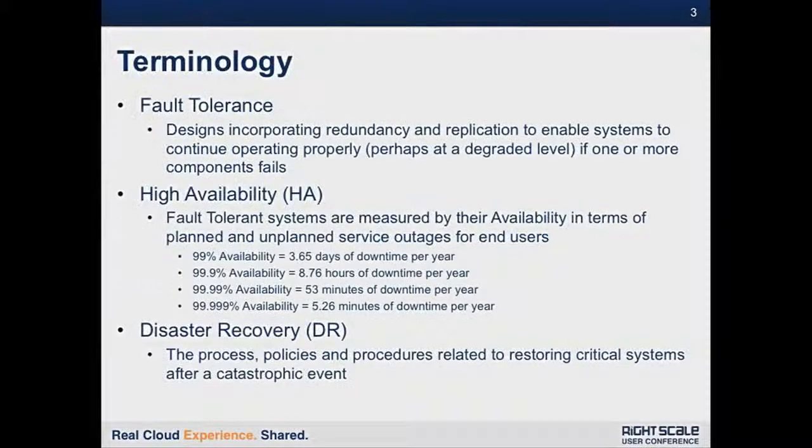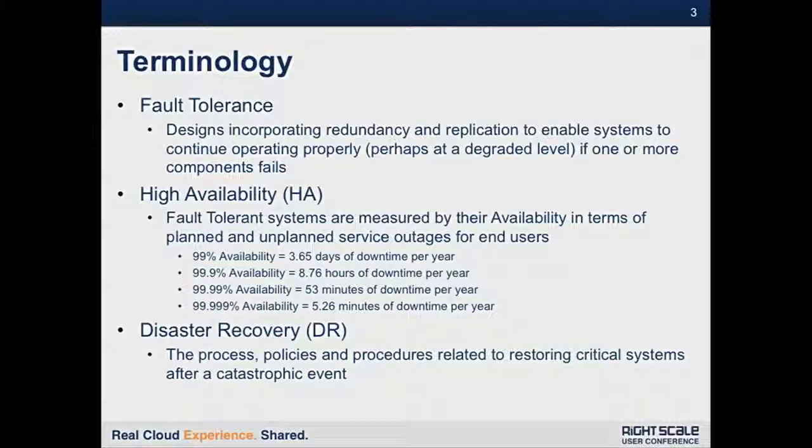Okay, so terminology, a couple things I just want to define or describe. The first one's not so much a definition as more of a description, but fault tolerance. Any design that is built such that if something fails, it can keep running, right? You have redundancy and replication built in so that you don't go down. You might be degraded, but at least you're still up and running in some way, shape, or form.